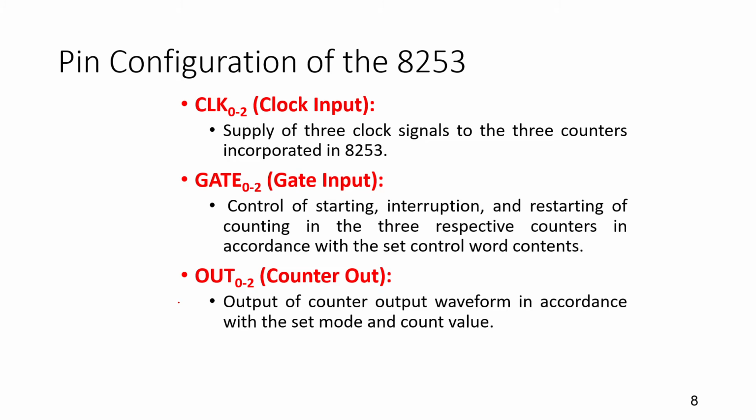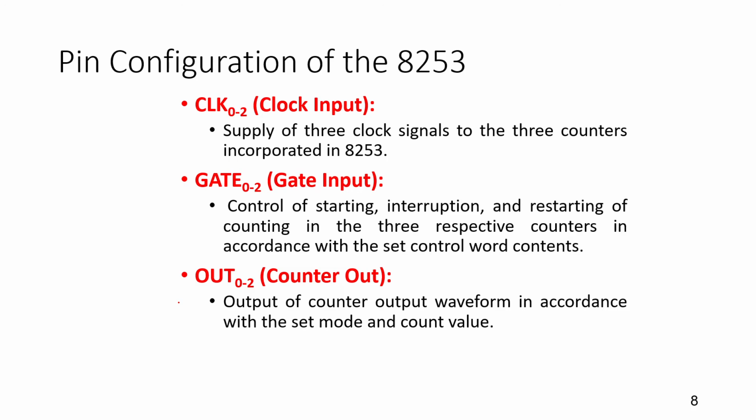Then gate signal, again gate 0 is for counter 0, gate 1 is for counter 1 and gate 2 is for counter 2. So gate 0 to 2 is a gate input signal. It controls starting, interruption and restarting of counting in the 3 respective counters in accordance with the set control word contents. The main purpose of this gate signal is control of starting of the counter, interruption and restarting of counting.